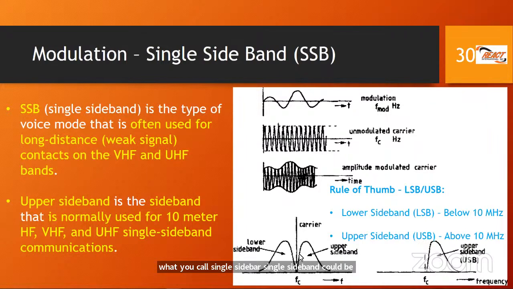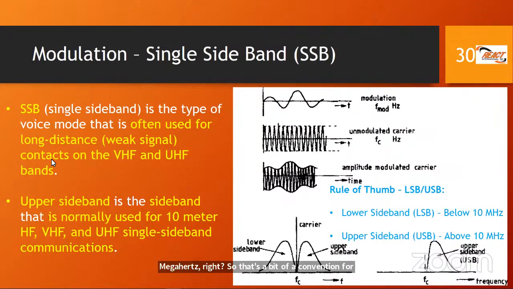It depends on which one you strip off. And hams, by the way, have a convention between lower sideband and upper sideband. When you're talking about using lower sideband, hams, by convention, use it for frequencies 10 megahertz and below. And for upper sideband, frequencies above 10 megahertz, right? So that's a bit of a convention for hams.